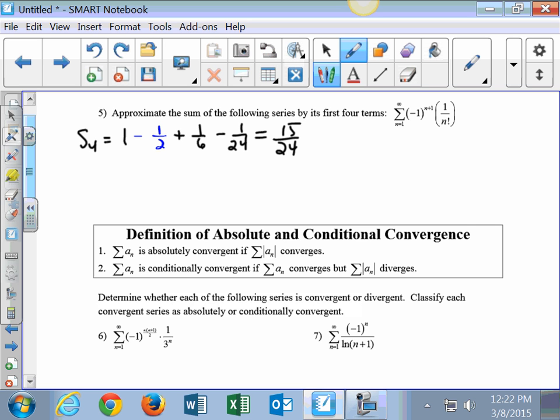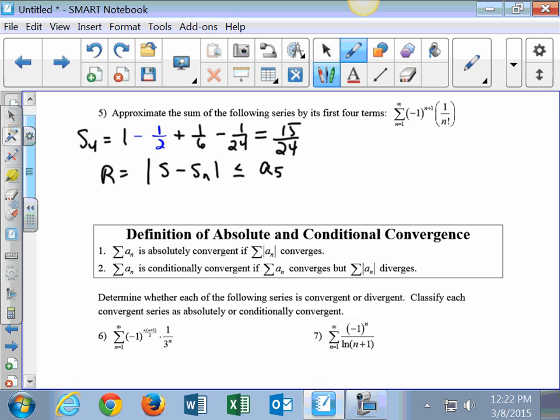But let's go ahead and do one more step. Let's find out what that remainder would actually be. My remainder has to be less than the next term. So if I think about this, my remainder, which is really my absolute value of the sum of the series minus the sum of the first partial terms, would have to be less than or equal to my next term. My next term in this example would be whatever my a sub 5 would be.